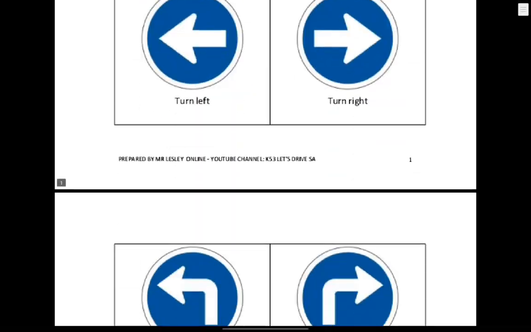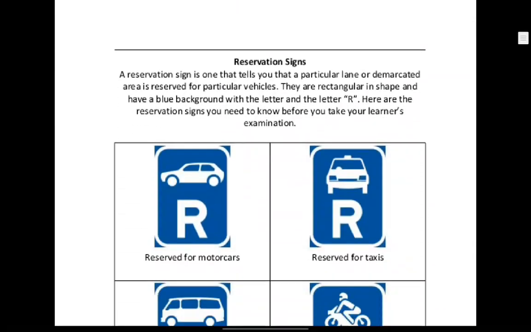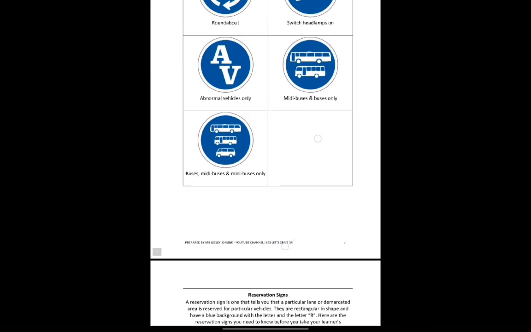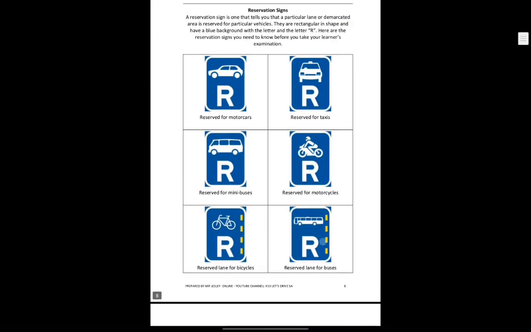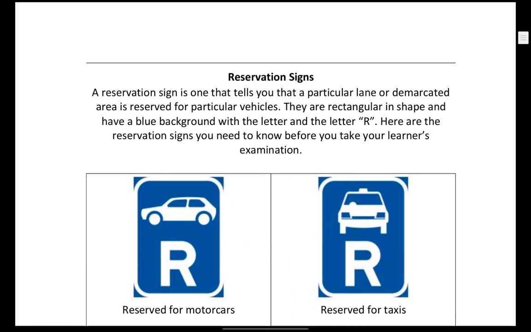So today I want us to talk about a different set of K53 road signs. In our last video we talked about the command signs, and if you haven't watched it, please make sure that you go and watch it. The next set of road signs that I want to talk about is the reservation signs. Reservation signs tell you that a particular lane or demarcated area is reserved for a particular vehicle.